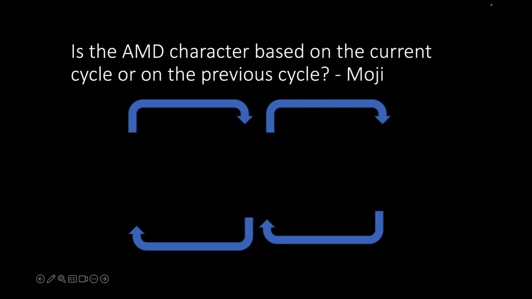The next question that we're going to answer is the following. Is the AMD character based on the current cycle or the previous cycle? This question was asked by Moji on the mentorship forum, and it is actually a very good question. And you might be wondering, why are these arrows here? Don't worry, I will show soon why those arrows are important.